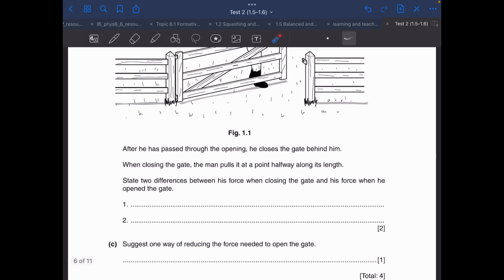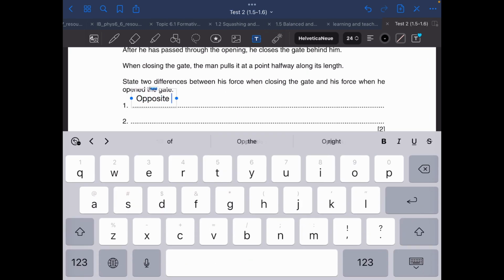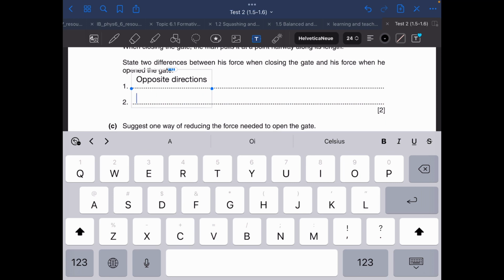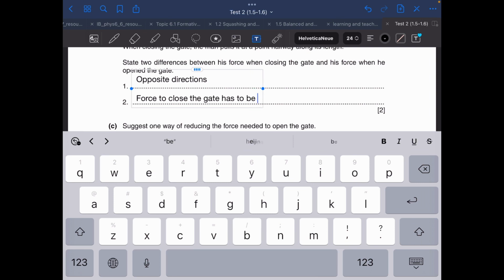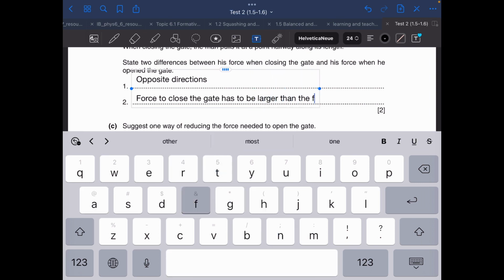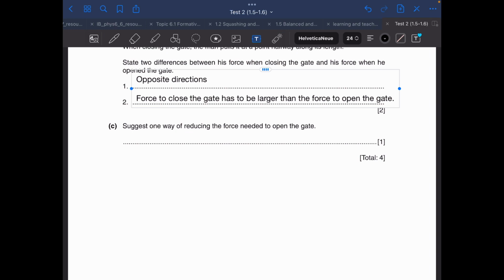One difference is that the forces have opposite directions. One is to open, the other one is to close. And another difference is that the force to close the gate has to be larger than the force to open the gate. I just explained why. It is halfway, it's closer to the hinge. I hope this is clear.